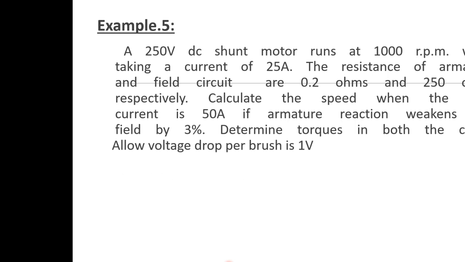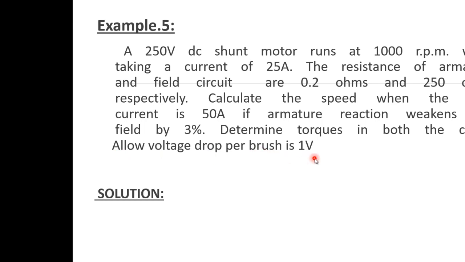Fine. Now we'll go for the fifth problem. This problem is saying that a 250 volts DC shunt motor runs at 1000 rpm while taking a current of 25 amps, and the resistances of the armature and the field circuit are 0.2 ohms and 250 ohms respectively. Calculate the speed when the load current is 50 amps. If armature reaction weakens the field by 3%, determine torque in both the cases. Allow voltage drop per brush is 1 volt.